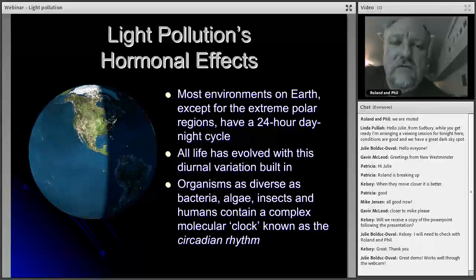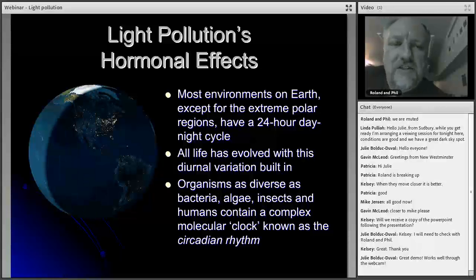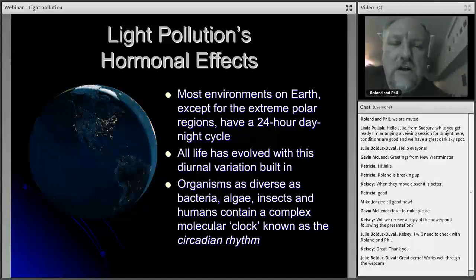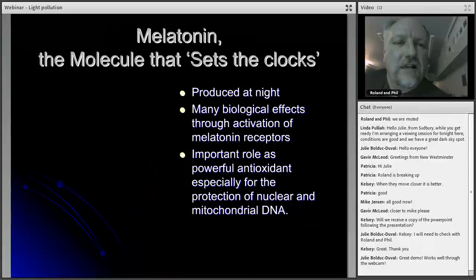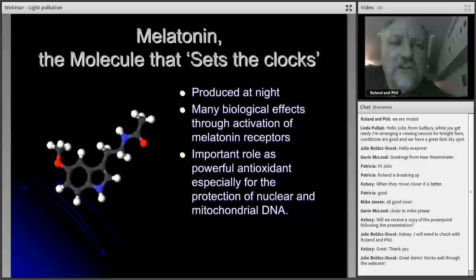Essentially, animals or organisms as diverse as bacteria, algae, insects, and humans have a molecular clock known as the circadian rhythm. And it runs on approximately a 24-hour cycle. And the timekeeper is this molecule here, melatonin. It's produced at night, and it basically has many biological effects through the activation of melatonin receptors. It has a number of other important roles besides controlling some of the hormonal systems, and that is it has a powerful antioxidant effect, particularly for protection of nuclear mitochondrial DNA. So this has postulated anti-cancer impacts.